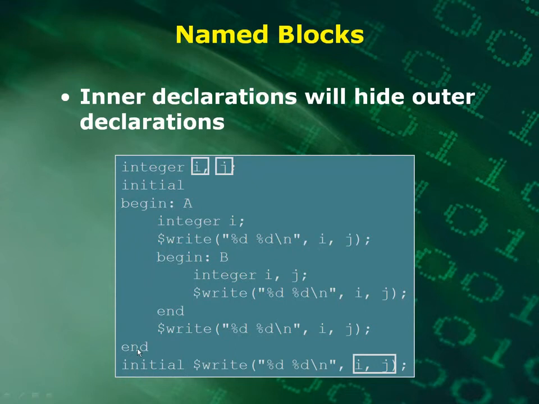Similarly, this initial block would then be using the global I and j, because it's not part of this block, or this initial block. So these are the I and j. So that's one of the uses for a named block.